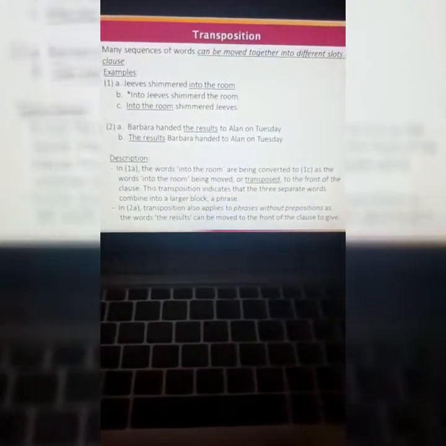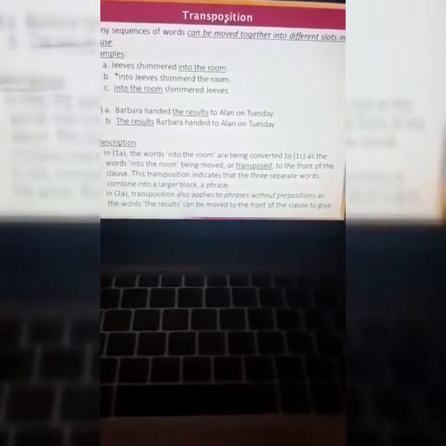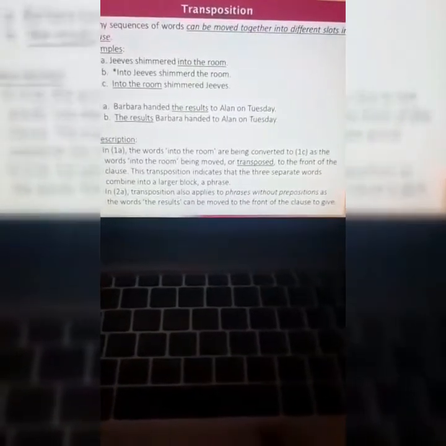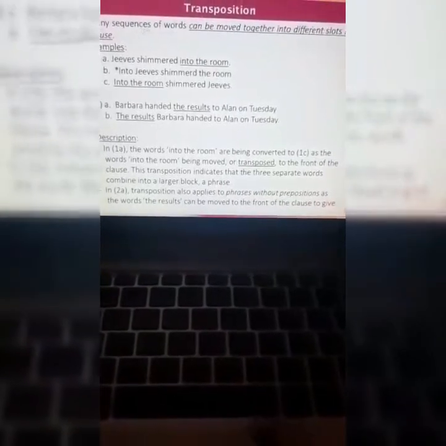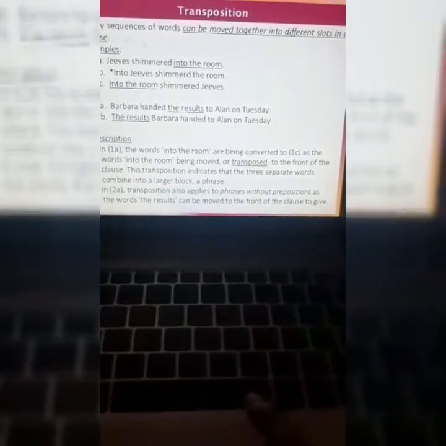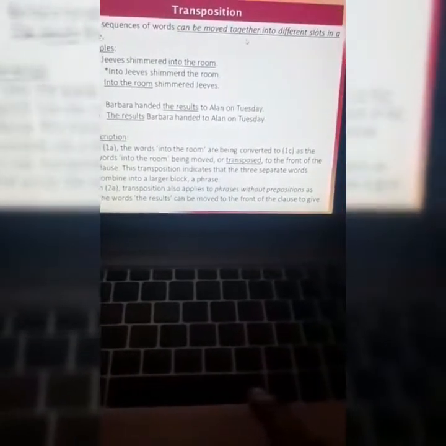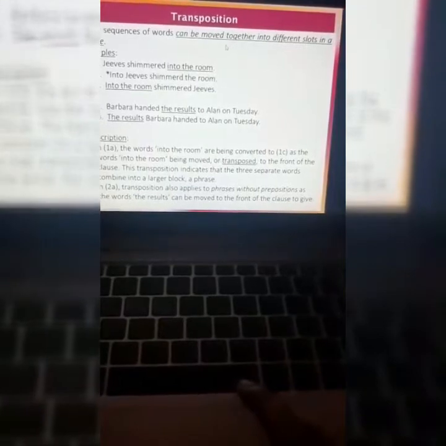The first way to make an effective sentence is transposition. You know transport berarti dipindahkan ya, transposisi. Posisinya yang pindah. So what is transposition? Many sequences of words can be moved together into different slots in a clause. Jadi nama transposition, kalian pindahkan tapi bersama-sama, together.